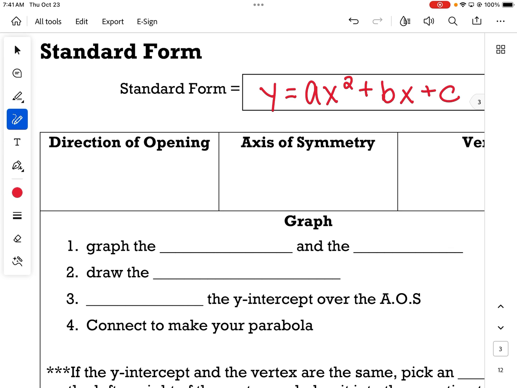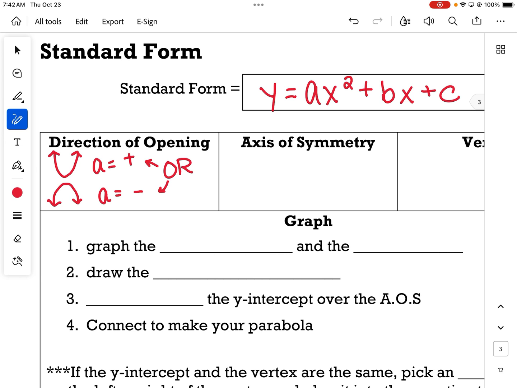The direction of the opening, it's either opening upward like this whenever A is positive, but it opens downward if A is negative. It's one or the other. This or this. Okay? So it's called the leading coefficient.